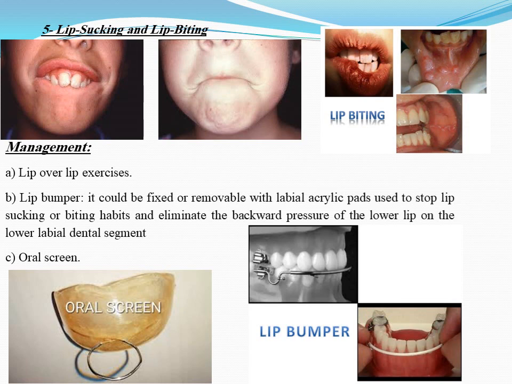How can we manage lip sucking and lip biting? Number one, we can use lip over lip exercises. Number two, lip bumper. It could be fixed or removable with labial acrylic pads, used to stop sucking or biting habits and eliminate the backward pressure of the lower lip on the lower labial dental segment. Number three, by the use of an oral screen.